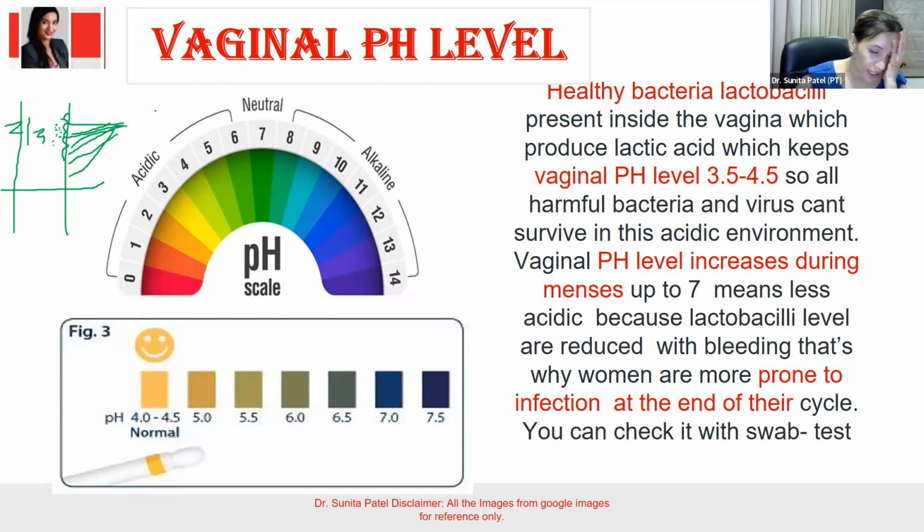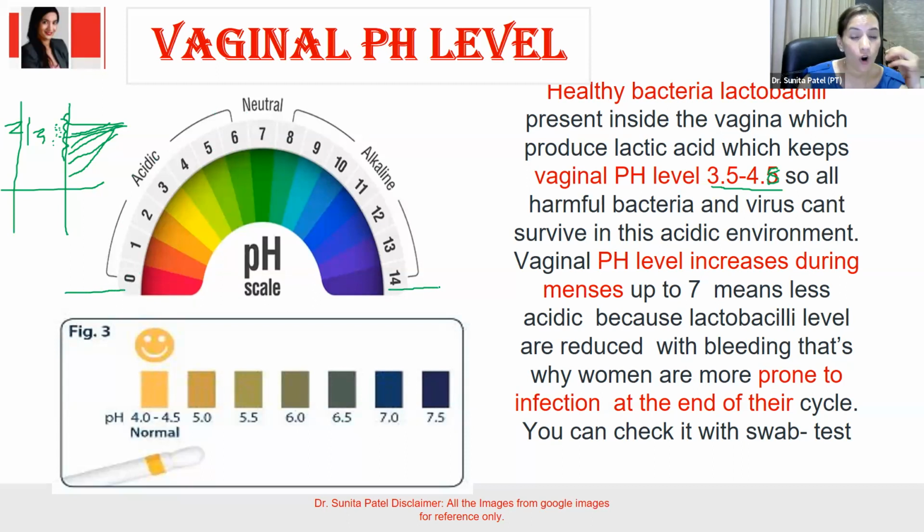So let's understand. You might have heard that the vagina has a pH level of 3.5 to 4.5. It's not 4.5, it is 4.8 actually, but it's okay, 4.5. So what is this pH level? We can divide it from 0 to 14. 0 is highly acidic and 14 is highly alkaline.